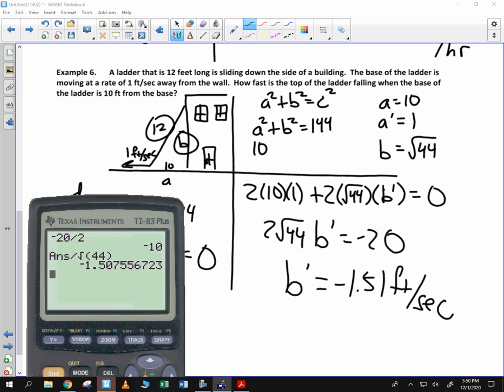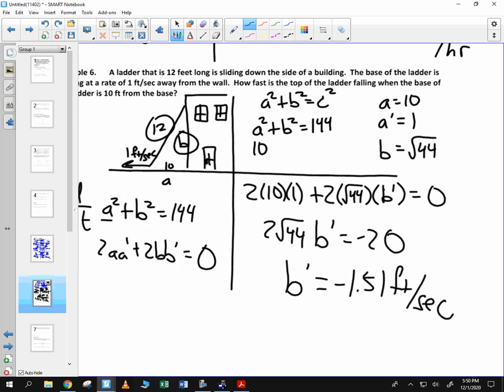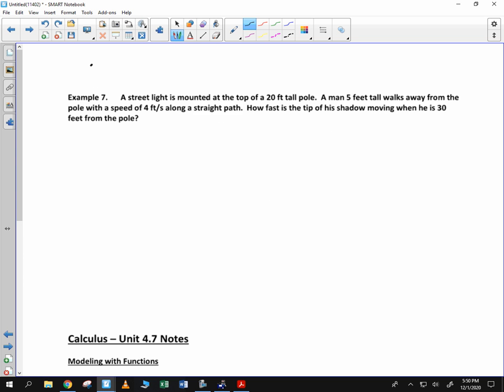Notice how it came out negative because it's decreasing. It's kind of nice. One more.